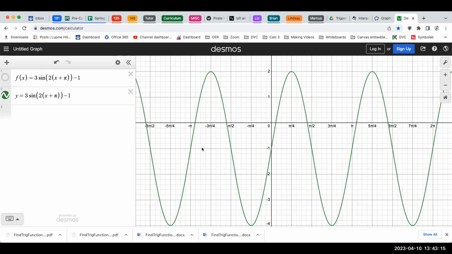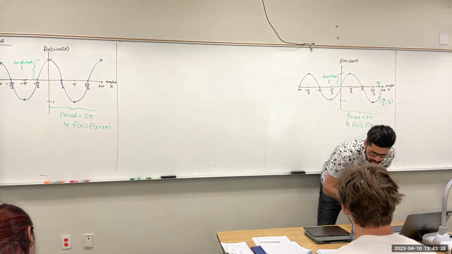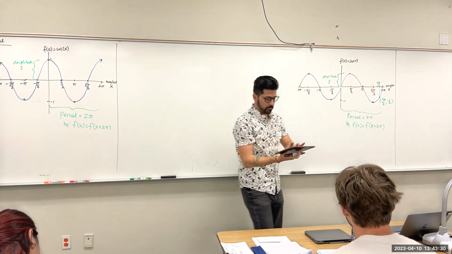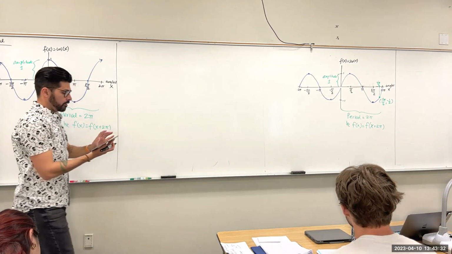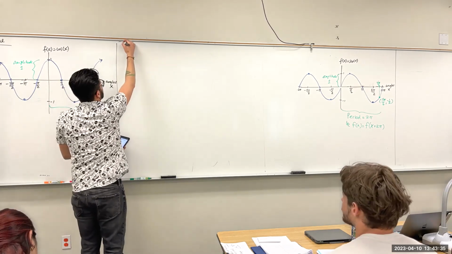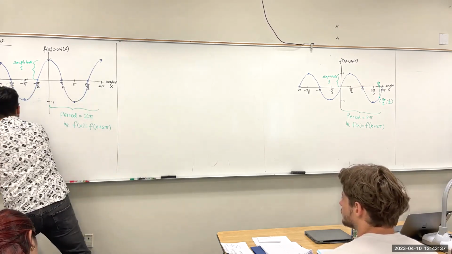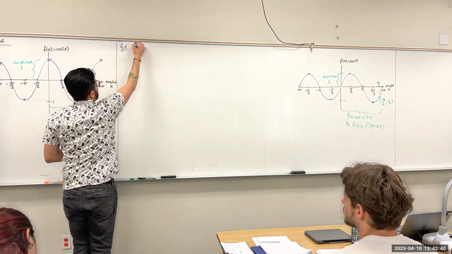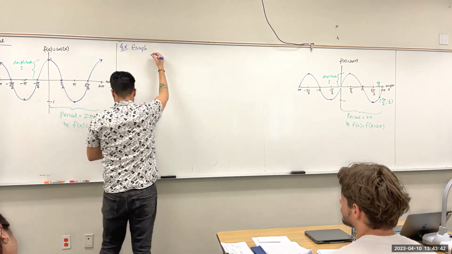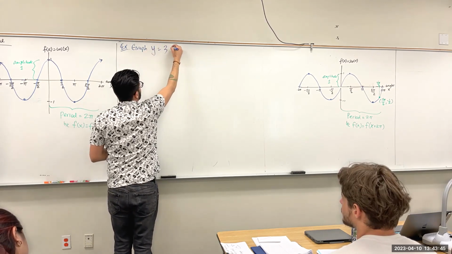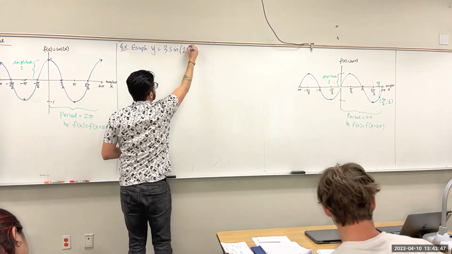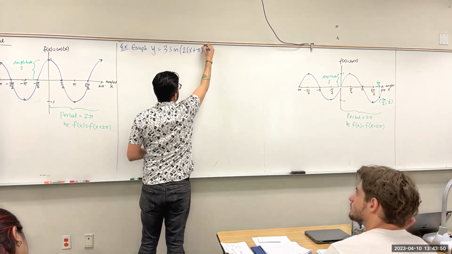Okay, let's take a look. We're going to do this by hand. Let's move some of this, I have more space. Let me stop sharing, so I don't make the same mistake I did last time. There we go. All right, guys, let's see how we're going to graph y equals 3 sine of 2x plus pi minus 1.